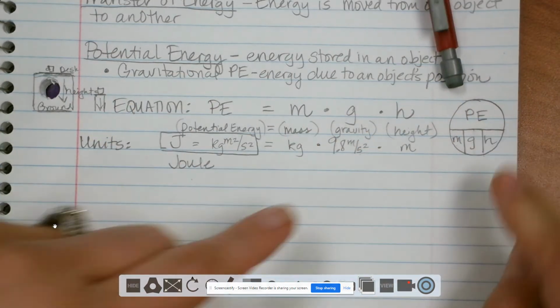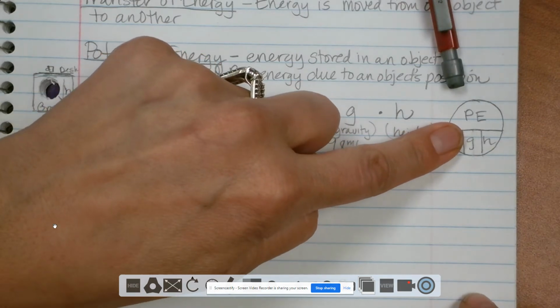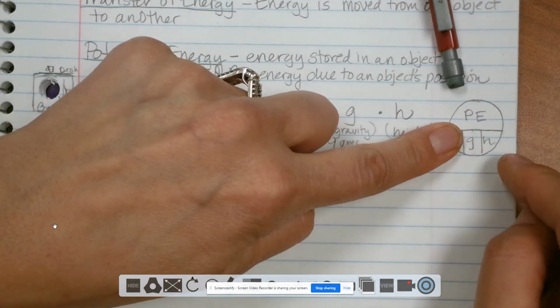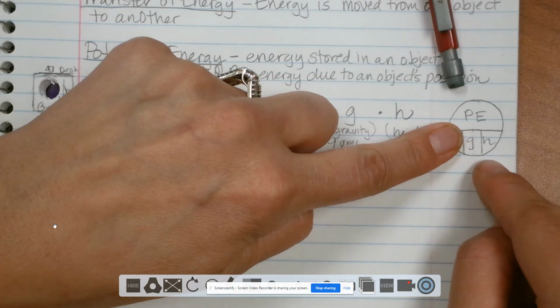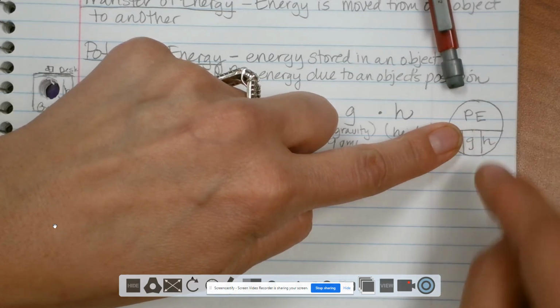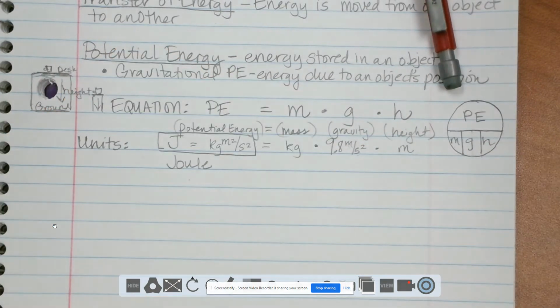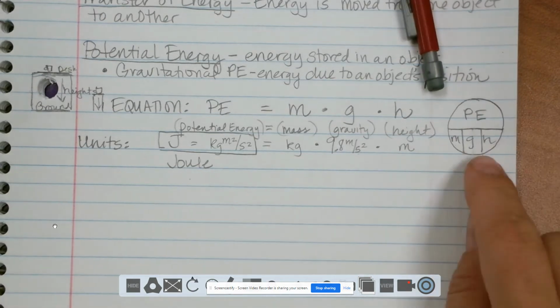If you're looking for mass, same thing: potential energy divided by gravity times height. So multiply gravity and height, take PE and divide it by that number. Now, since we're on Earth and we stay on Earth, most of the time you're just going to know gravity as 9.8 meters per second squared. But what if I said, what is the gravity on another planet? Or maybe you're on the moon. I might give you potential energy, height, and mass and ask you to find gravity.